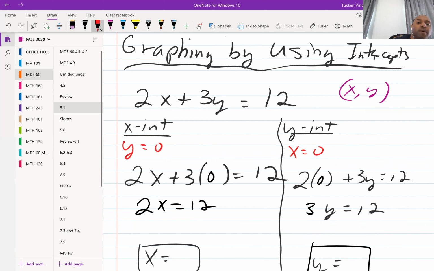So I decided to find my x-intercept first. Remember, I mentioned that if you want to find your x-intercept, the first thing you have to do is let y be equal to 0. So that's what I did here. We have 2x plus 3 times 0 equal to 12. 3 times 0 is 0, so that leaves us with 2x equal to 12. Divide by 2, x is equal to 6. So the ordered pair is 6, 0 for your x-intercept.